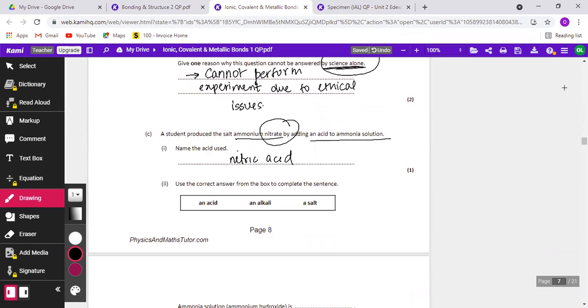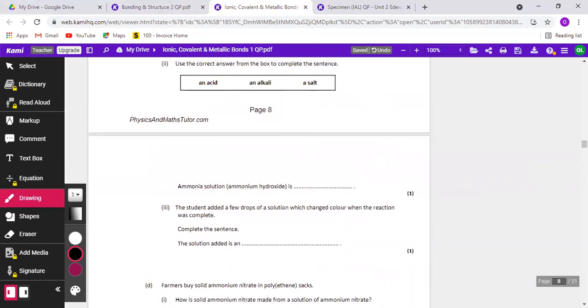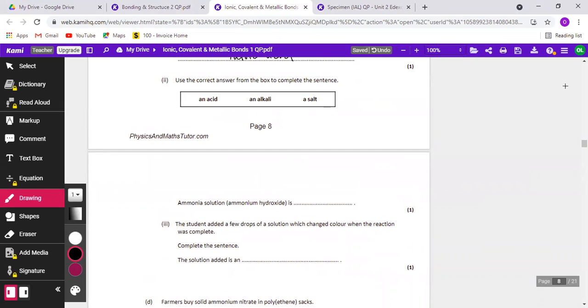Use the correct answer from the box to complete the sentence. Ammonia solution, ammonium hydroxide, is dash. Ammonium hydroxide is actually a base, and you know that bases are also known as alkalis. So, an alkali is the correct option.